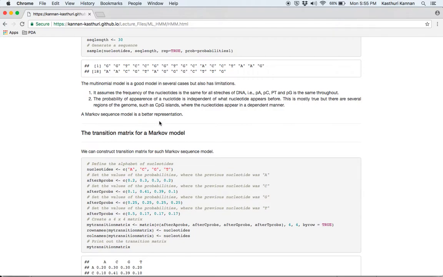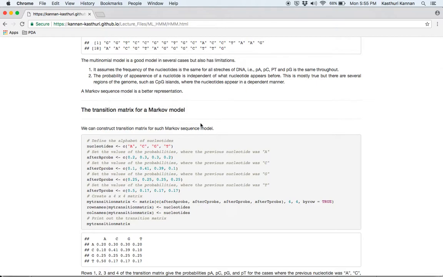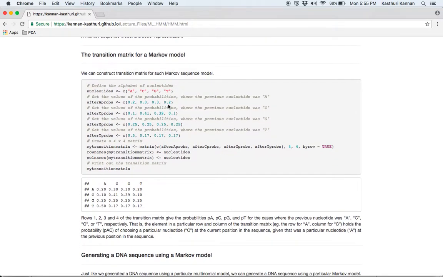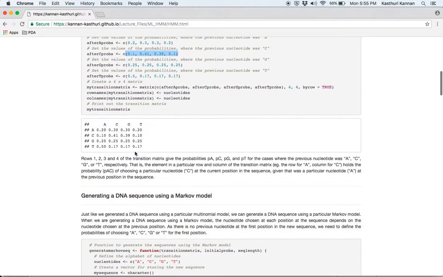The Markov sequence is a better model, because there you can take the context, right? You can take the previous nucleotide, and then we can try to define a transition matrix. For instance, you have the nucleotides A, C, T, and G, and if the previous nucleotide was A, you can have the probabilities, and if the previous nucleotide was C, you can have the probabilities like this, and then you can construct a transition matrix.